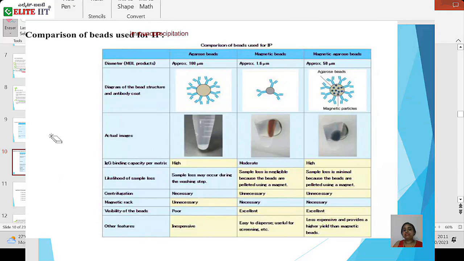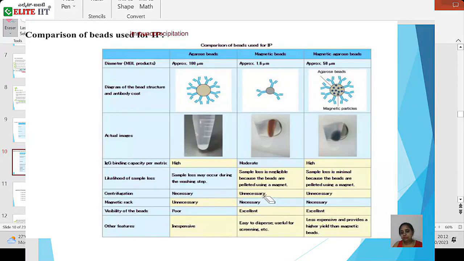Now, in this case, comparison of beads. Several beads can be utilized: agarose, then magnetic bead, or a combination. Magnetic bead plus agarose may be added. So a comparative study is given. Whatever is available in your laboratory, you just use. Magnetic bead is better, I think, as compared to agarose, because if you wash it, with agarose there will be loss of the sample. So sample loss may occur during the washing step.